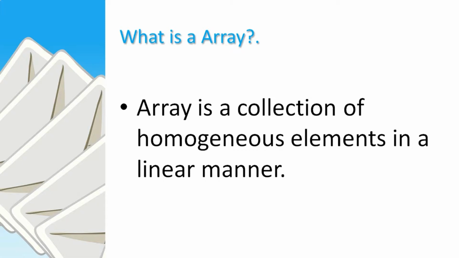An array is a collection of homogeneous elements in a linear manner. Basically, what is meant by homogeneous elements? Homogeneous elements means the same type of elements. If you define an array with the type integer, we will be storing integer type elements only. If you specify a string array, we will be defining string type elements only. The same way, even in AngularJS 2 we have arrays where we can store the same type of elements in a linear manner. How to define an array? Let me show you.